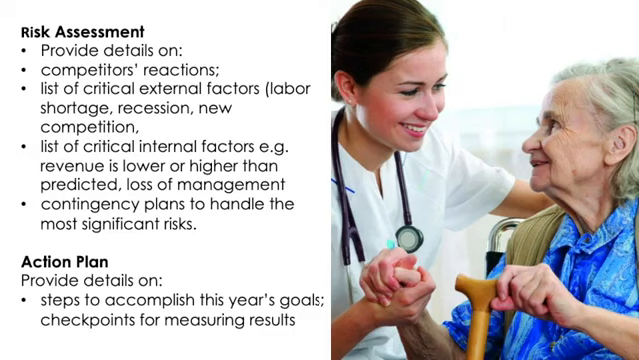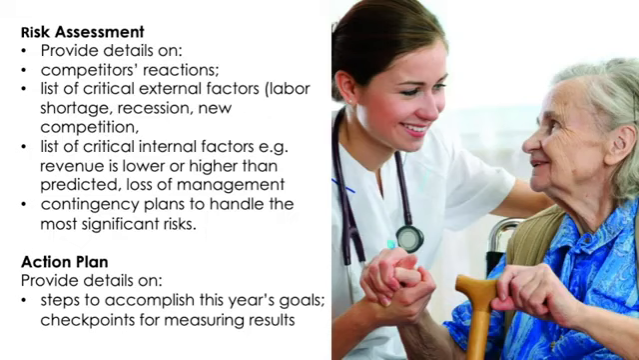These are lists of critical external factors like labor shortages, recession, new competition, a list of critical internal factors like revenues lower or higher than predicted, loss of management, and a contingency plan to handle most significant risks. Part of loss of management could be a loss of a good marketer, okay? I've seen companies do so good, having an average of 200, 300 census, then all of a sudden they lose two key marketers or account executives and they just drop down to 10, 15 a month within less than 6 months. And that's because their account executives are the ones that bring in the clients. And so you have to be ready for this.